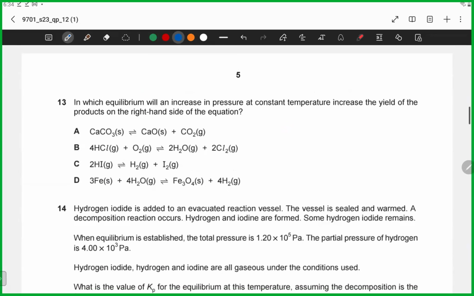अच्छा, next one. In which equilibrium would an increase in pressure at constant temperature increase the yield of the products on the right hand side? So increased pressure, किस type पे equilibrium shift होता है? When you're compressing it, when you're increasing pressure, less gas mole side, or less gas would be produced. तो first वाले में less gas किस side पे? I think it's backward में, क्योंकि in the forward side you got 1 mole, on the backward side you got 0 moles.